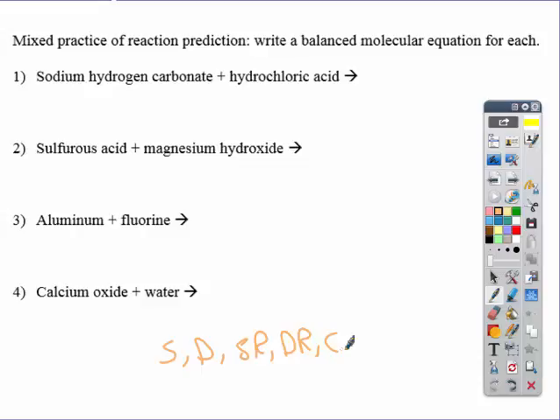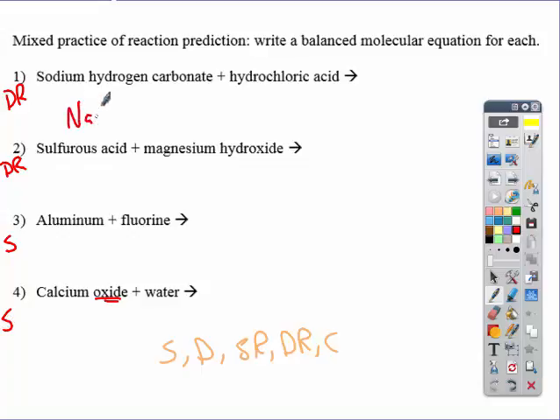So this first one, we have 2 compounds, and neither of the compounds are oxides, so this one's going to be double replacement. The next one, we also have 2 compounds, neither oxides, so double replacement. The next one, we just have 2 elements, so that's going to be synthesis. And the last one, we have 2 compounds, but one's an oxide in water, so it's going to be synthesis as well. We're going to pause the video again and write your reactants formulas.